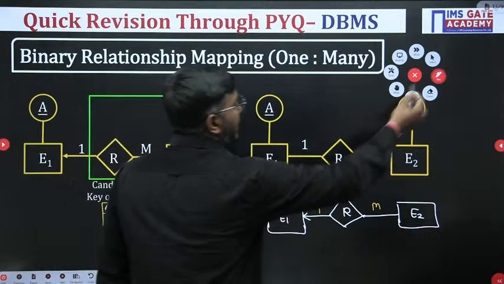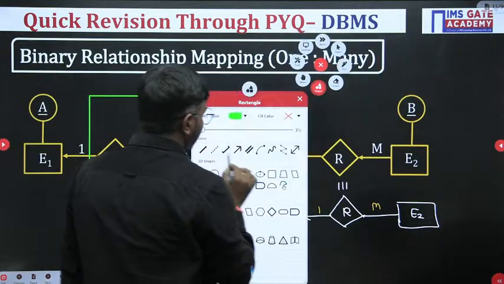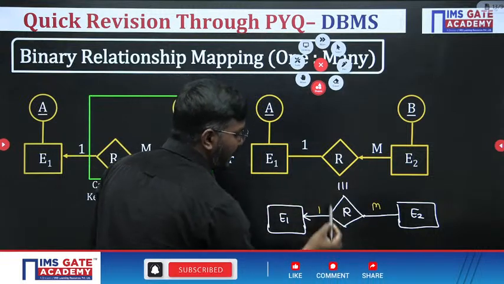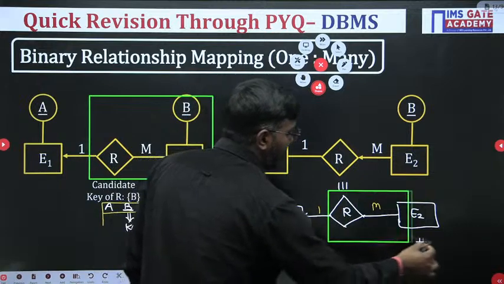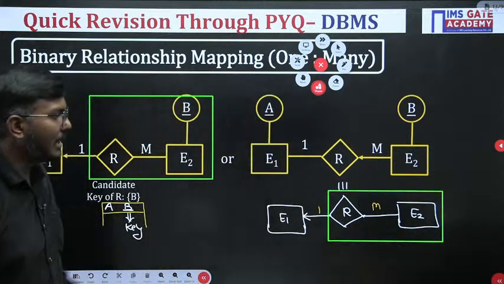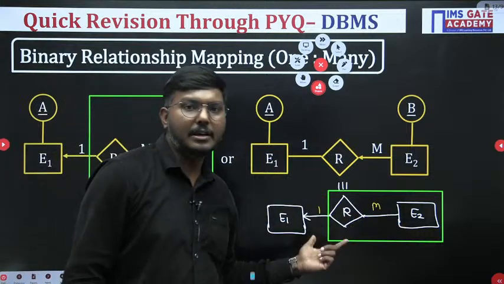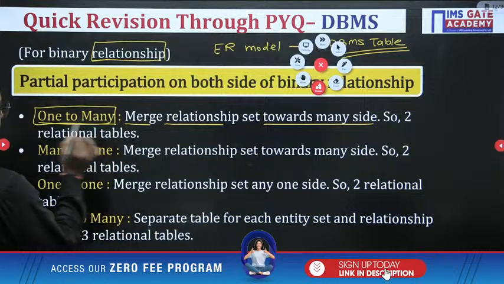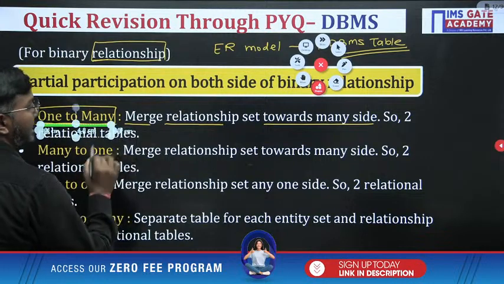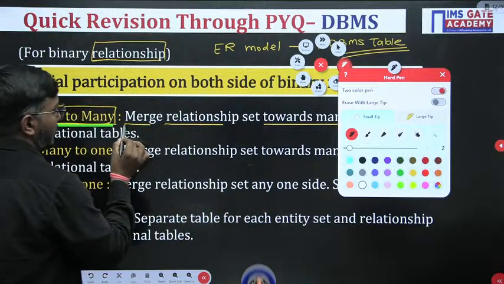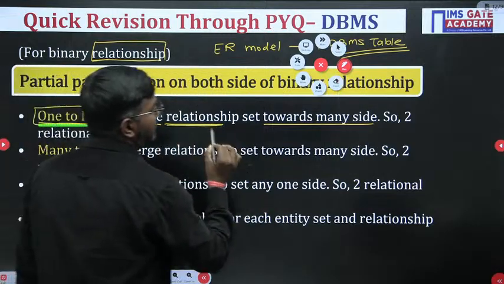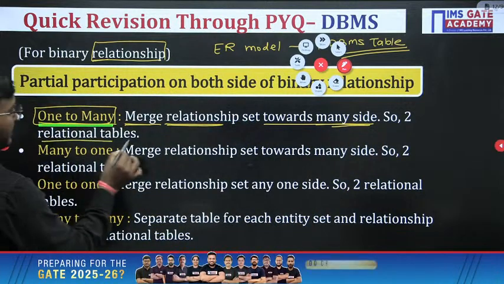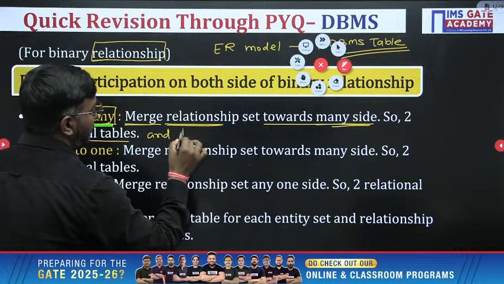Fine. So as per the convention, we have understood that if the mapping is 1 to many and both sides have partial participation, then the relationship set gets merged towards the many side. Understood? It will have two relations and one foreign key. Now just see here. If you have a one to many, then the relationship set merges towards the many side. So it means we have two relational tables and one foreign key.